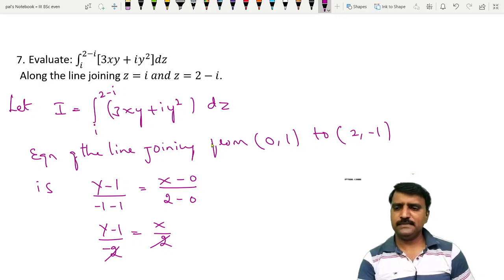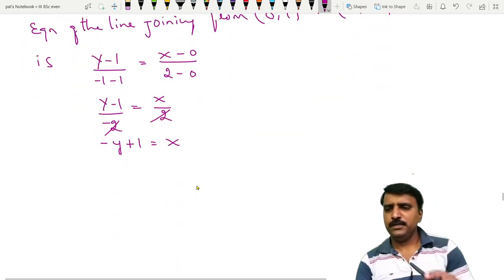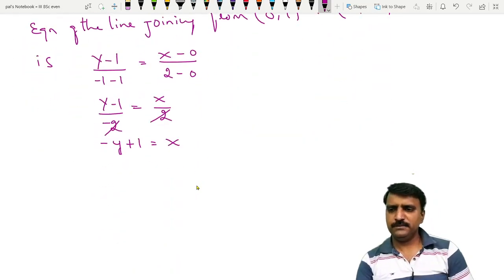You can cancel 2 and 2. So now this becomes minus y plus 1 is equal to x. Minus y plus 1 is equal to x. Now you write y is equal to, how can you write this, y is equal to 1 minus x, and dy can be written as minus dx.